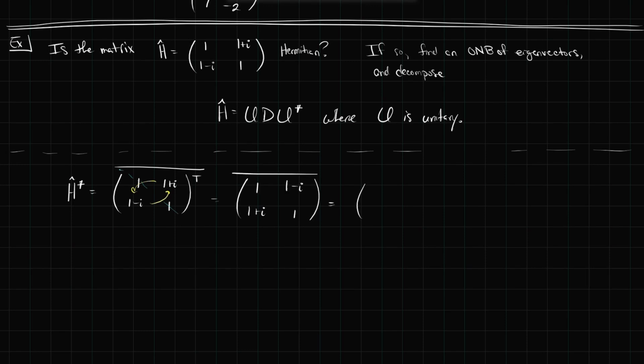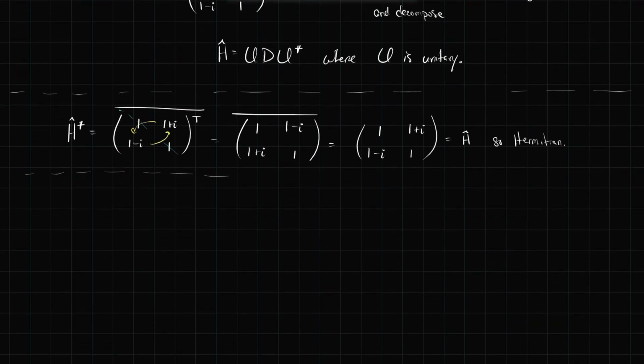Now I have a conjugate. And we apply the conjugate everywhere. We get 1 plus i. We're swapping i's for negative i's. 1 minus i, and 1, which is exactly H. So we are indeed Hermitian. And from this point, then we need to find our orthonormal basis of eigenvectors and then diagonalize. So if we're going to diagonalize, we need to find eigenvalues.